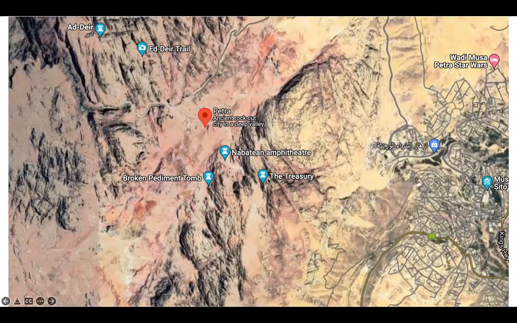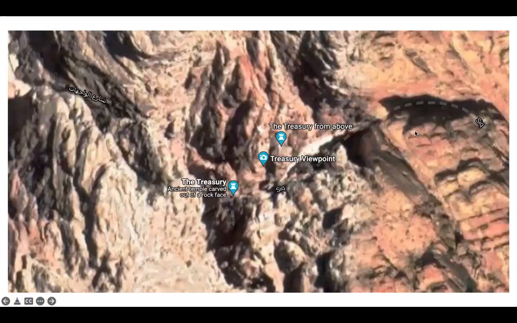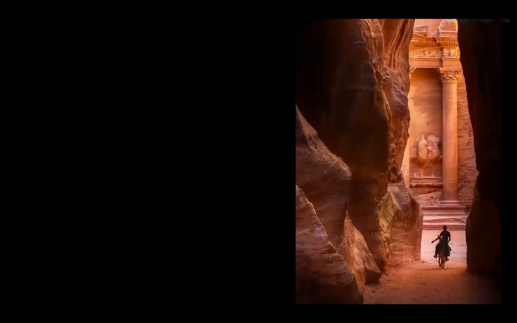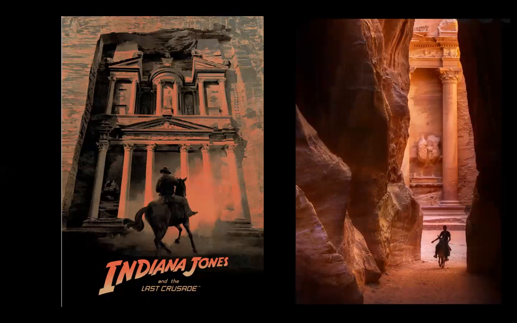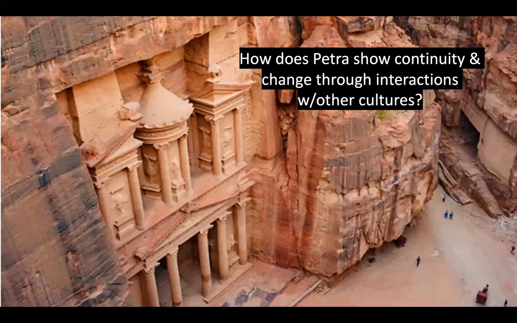All right, so we're going to be focusing on the Treasury. So as you go to the Treasury, you're actually walking through, here's your path. You're walking through this cliff, so there's cliff sides on either side of you as you get to the Treasury. So this is your view as you come out into the opening. And if you've ever seen Indiana Jones and the Last Crusade, this is where they go to find the Holy Grail. And it's the scene where they walk through the cliff and then you can see it, and it's pretty amazing. But they actually filmed it in Petra.